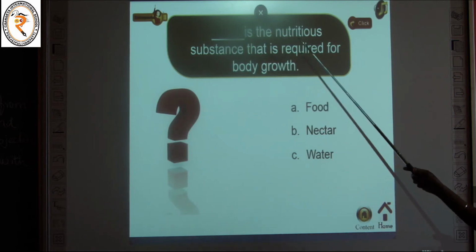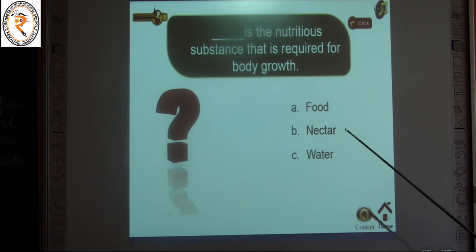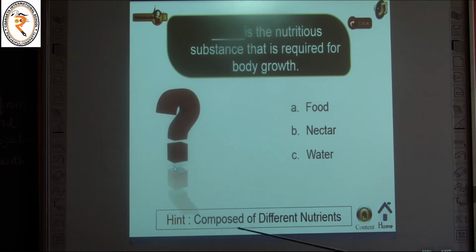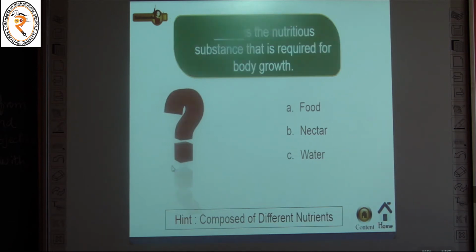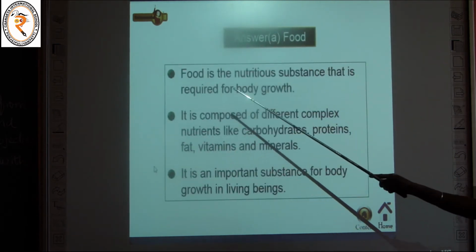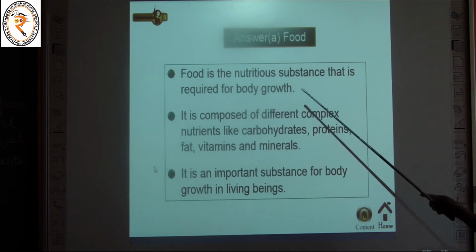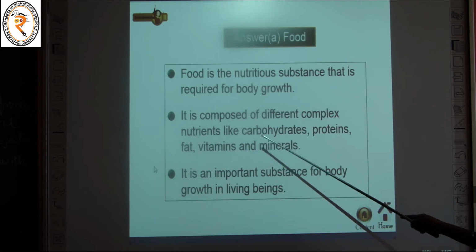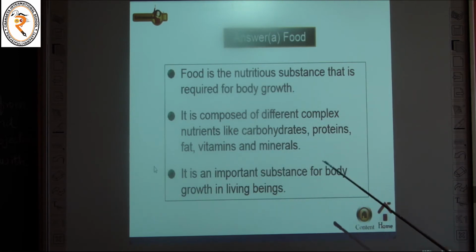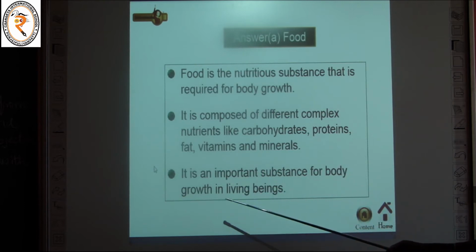See this question. Which is the nutrient substance that is required for body growth? The options are food, nectar and water. What is the answer? I'll give one clue. See, it is composed of different nutrients. Food, nectar or water? Definitely it is the food. It is an important substance for body growth in living beings. It contains so many components like carbohydrates, fats, vitamins and minerals.